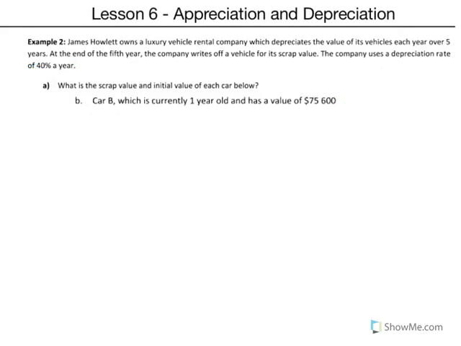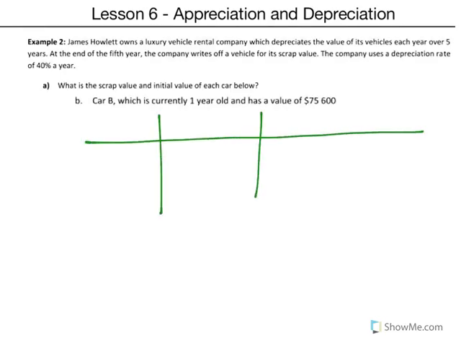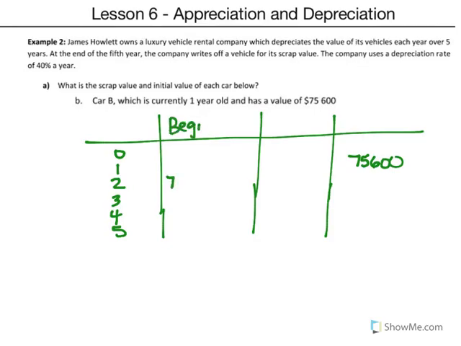Alright, car B is currently 1 year old and has a value of $75,600. So same thing, year 0, year 1, year 2, year 3, year 4, year 5. At the end of year 1, it has a value of $75,600. So we're going to take our value at the beginning of the year, beginning, depreciation, end, and I put an A, end.